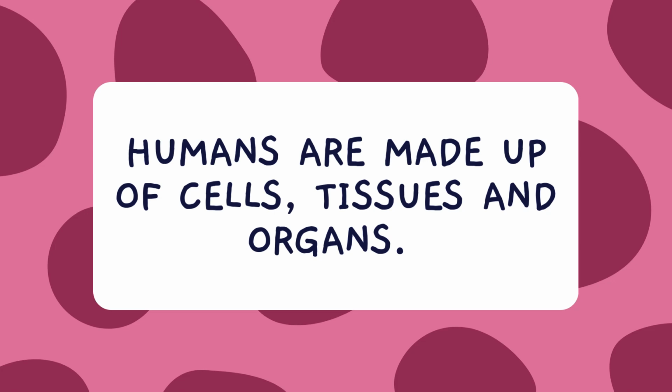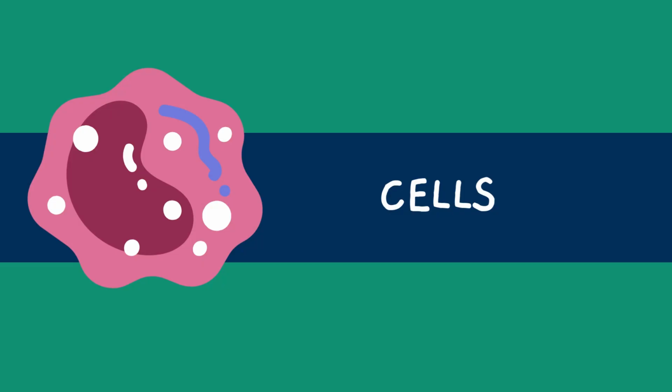Okay, so all humans are made up of cells, tissues, and organs. Yes, all animals have cells, tissues, and organs, but the complexity of these structures can vary so significantly across different species that fundamentally animals don't replicate human biology, and that's a massive problem. And I hope to explain that in subsequent slides. So let's get into cells.